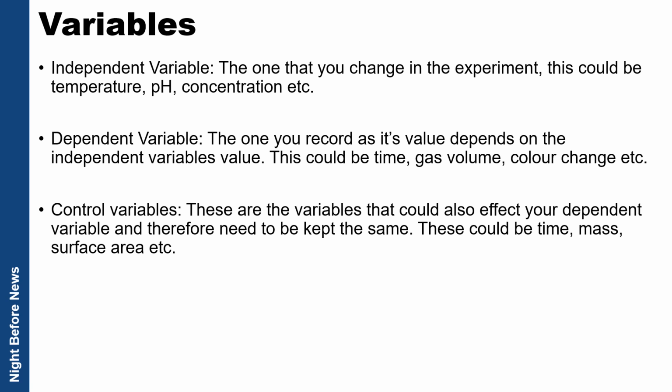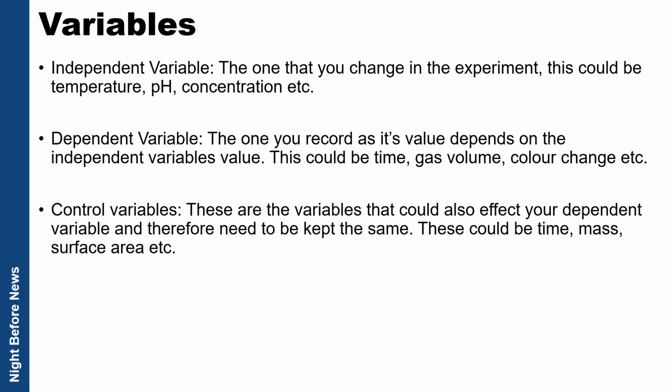Again, identifying the key variables in any experiment in Chemistry Paper 2 is really important to understand, to be able to identify. So the independent variable in any experiment is the one that you decide to change, the thing that you are investigating. So you might decide to change the temperature of a solution, the concentration of the solution, the pH of the solution, or the surface area of one of your reactants.